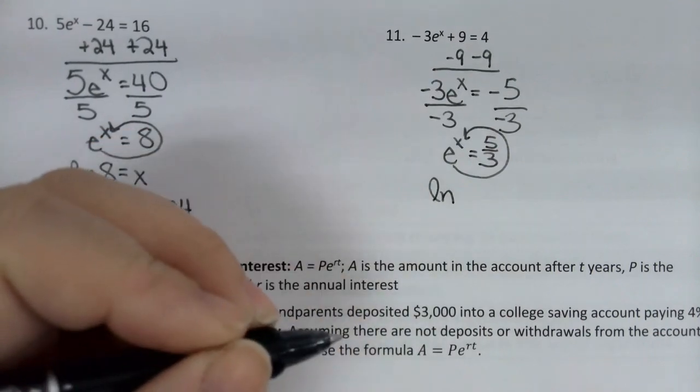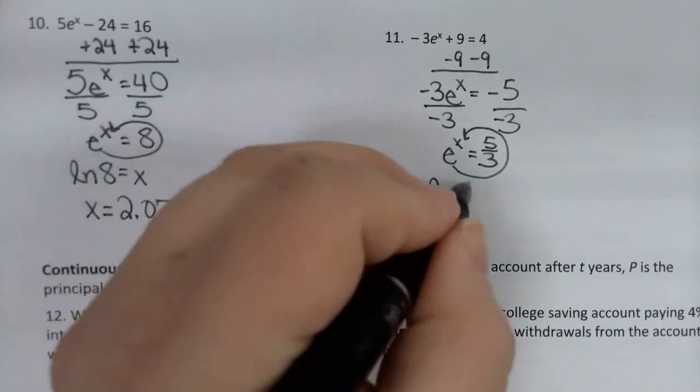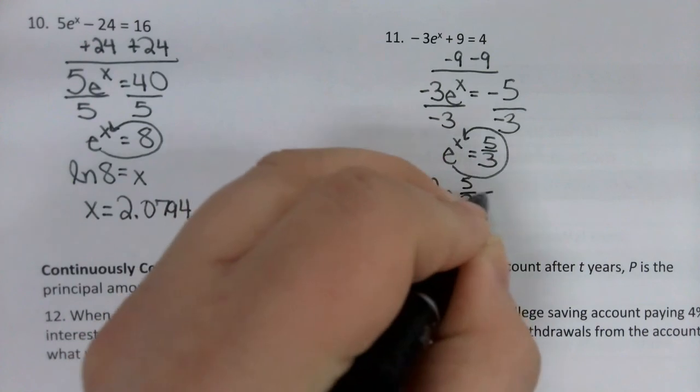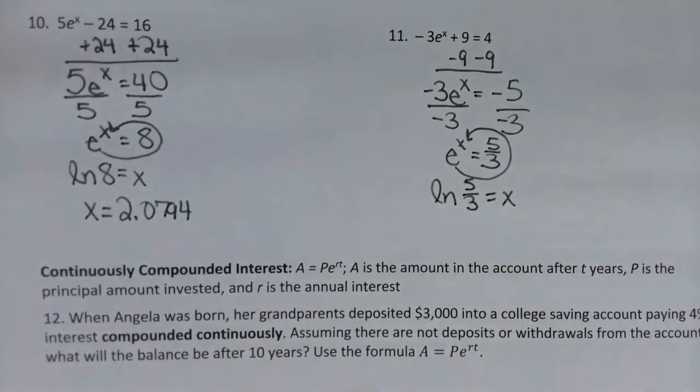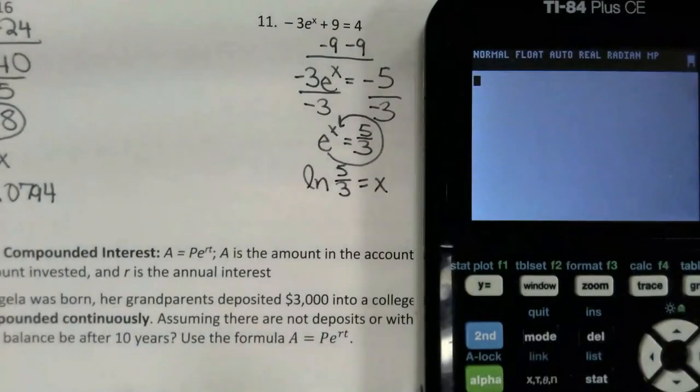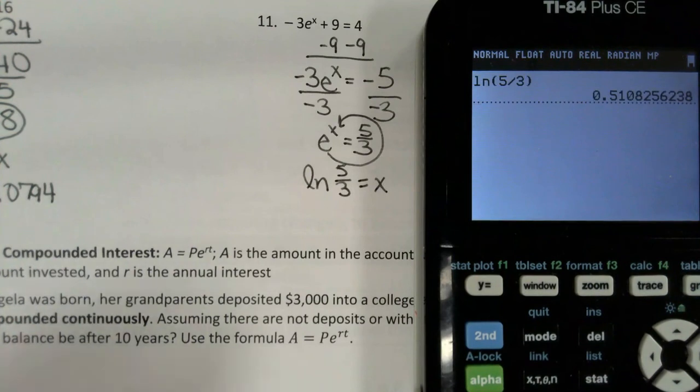So log base E is natural log of 5/3 equals x. So we'll type ln in our calculator. It's the button right below log, 5/3, and we get our answer.